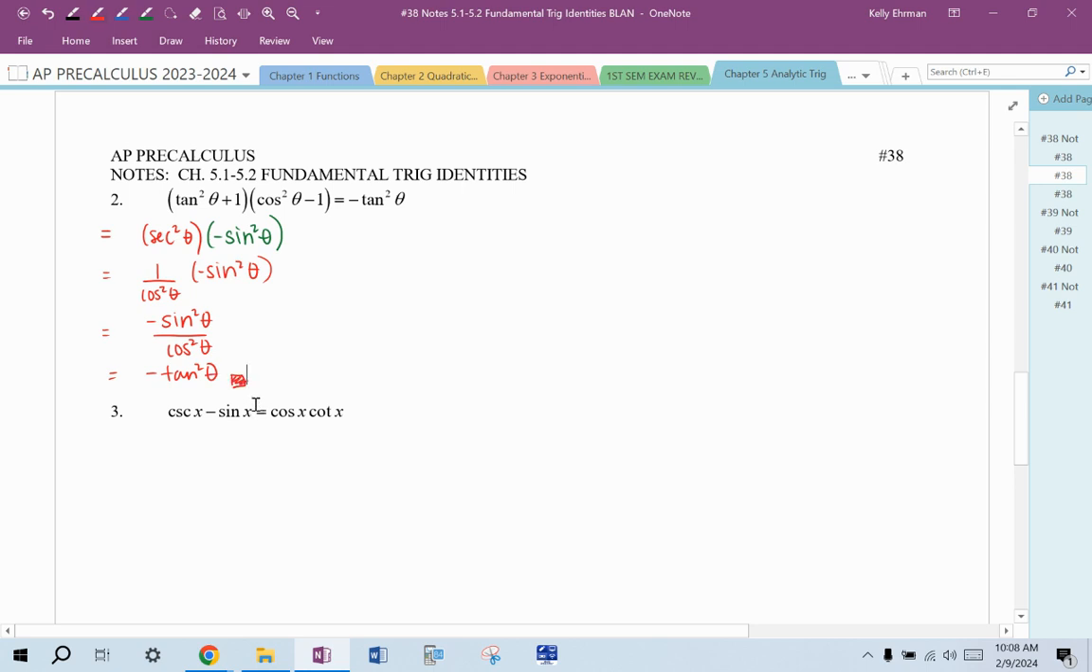These are called trig proofs. So you're trying to verify that one side equals the other. And you do have to show steps. Don't just jump from this first line to the final line. You're sort of proving to somebody step by step why this works.